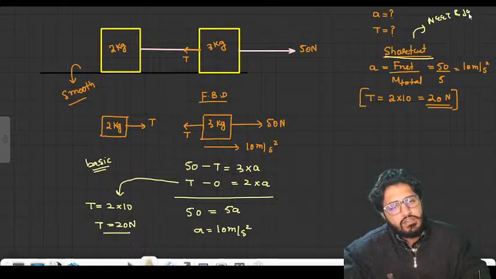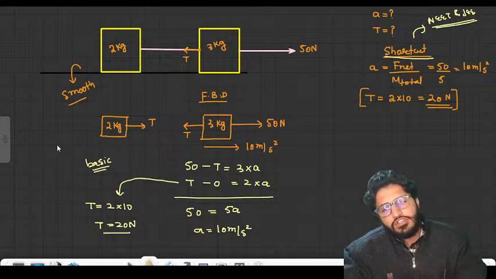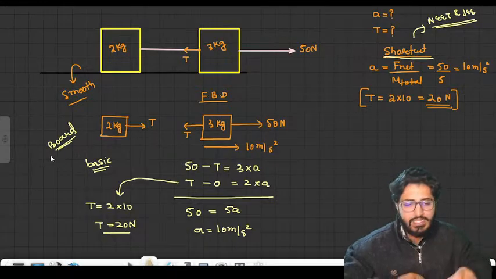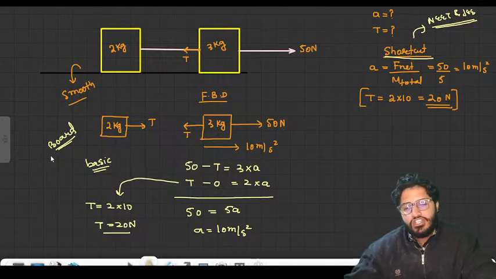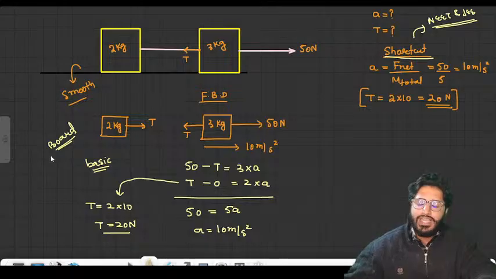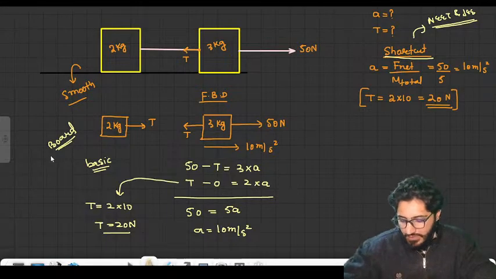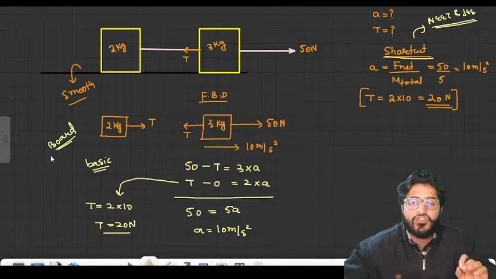If you are writing this numerical in board examinations, if you want marks in your board examinations, write in this way and define each and every step. Let A be acceleration, T be tension. Okay, write each and every step. Then only will you get marks, right? If you write the shortcut, they will give you 0.